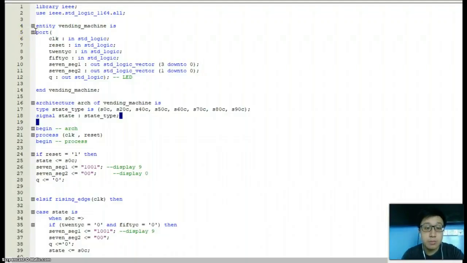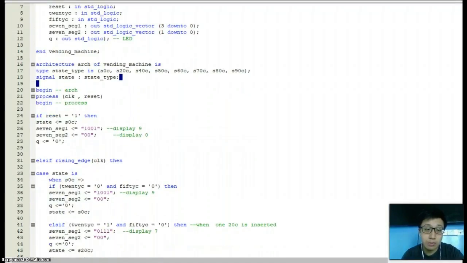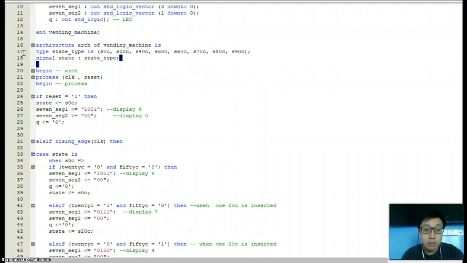Okay, so this will be our architecture. Because we are using states, we declare a state type. To begin, if reset equals 1, because there are no coins put in, the display will show 90, which is 90 on the board in our demo. Because no coins are put in, it won't decrease. Then the output will be 0.